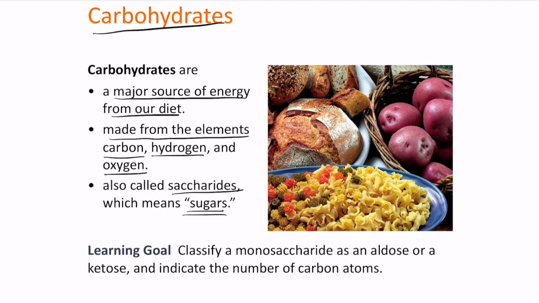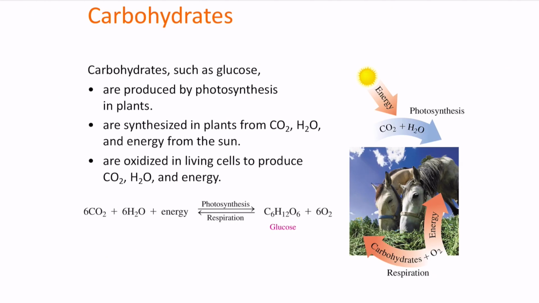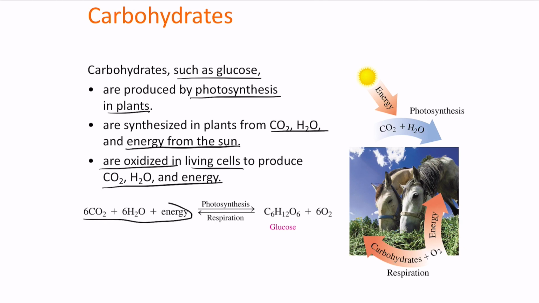Now, the goal in this section is to classify a monosaccharide either as an aldose or a ketose and indicate the number of carbon atoms that the sugar has. Carbohydrates such as glucose are produced by photosynthesis in plants. They are synthesized by plants by consuming carbon dioxide, water and energy from the sun, and are oxidized in living cells to produce carbon dioxide, water and energy. Photosynthesis is the opposite of respiration. In photosynthesis, we take carbon dioxide, water and energy and convert them into glucose. For respiration, we use glucose and oxygen and release carbon dioxide and water.